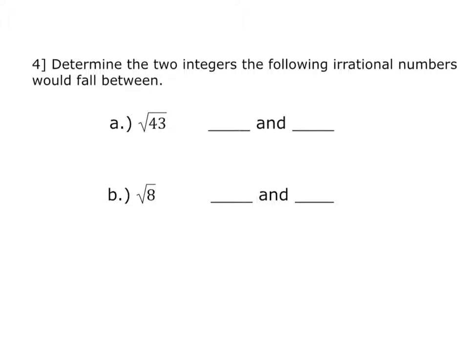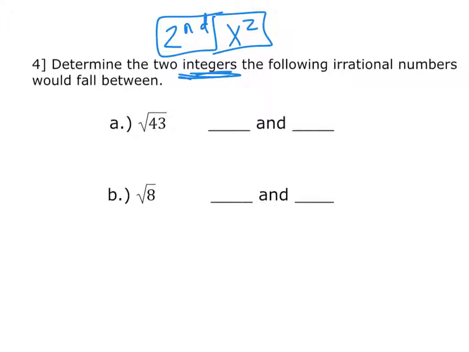For part 4, determine the two integers the following irrational numbers would fall between. These are not perfect squares, so we're going to find out the two integers that it falls between. In my calculator, I'm going to use the second function, then look for the x squared button. Then I would put in the value and hit enter. So the square root of 43 is approximately 6.5574, and so on. So now to determine the two integers that it falls between, this is like 6.5. So it would fall between 6 and 7 on a number line.